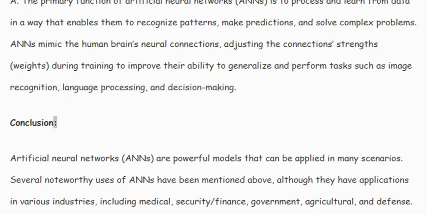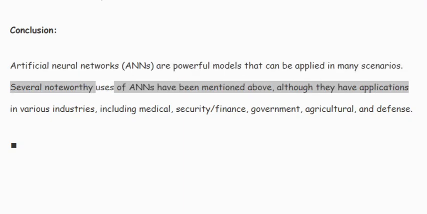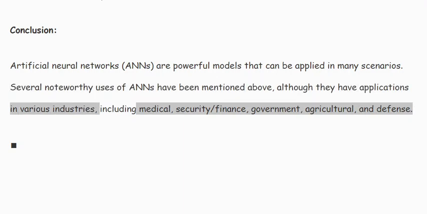Conclusion. Artificial neural networks, ANNs, are powerful models that can be applied in many scenarios. Several noteworthy uses of ANNs have been mentioned above, although they have applications in various industries, including medical, security, finance, government, agricultural, and defense.